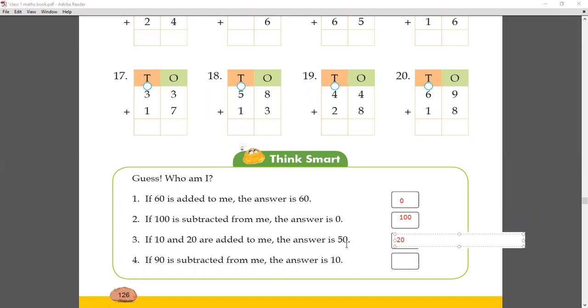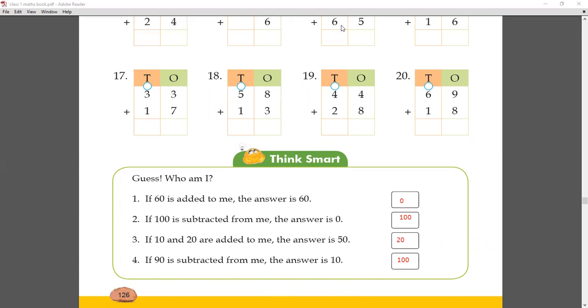Next is, if 90 is subtracted from me, the answer is 10. So what is it? 100. If we subtract 90 from 100, what answer will come? 10. Okay, is that clear?